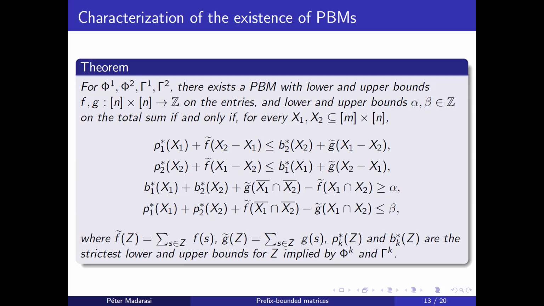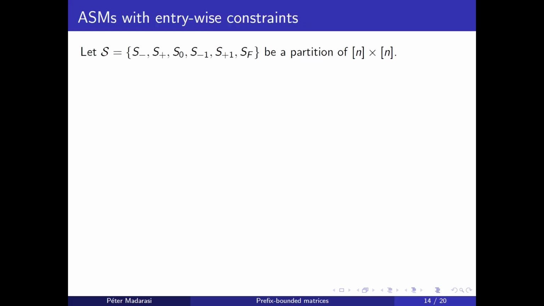Okay, I will admit that this system is a bit cumbersome, but if you specialize it for the case of ASMs, then things become much more digestible. The problem we are going to consider is this. We are given a partition S of the positions of an n by n matrix. This will be our ASM. And this partition consists of 6 parts, which you can see here.